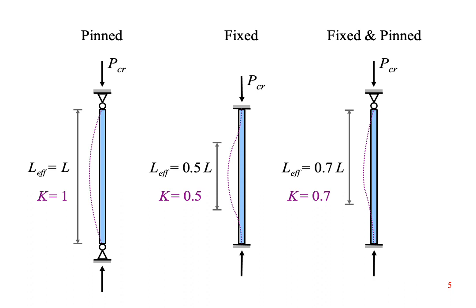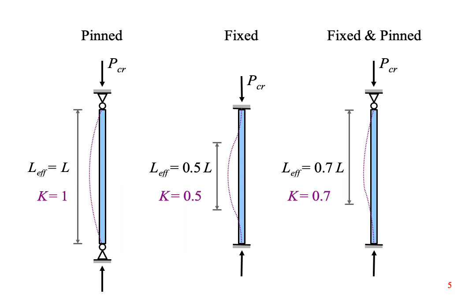This is called a fixed column. The column is perpendicular to the connection points. Then, at some distance from the connections, it starts to bow. The bow is not as much as a pinned column, so we say that the effective length of the bow is shorter. In fact, it's half of what you get with a pinned column. If we fix one end and pin the other, then we have a fixed and pinned column. Now the effective length is 70% of the column length.